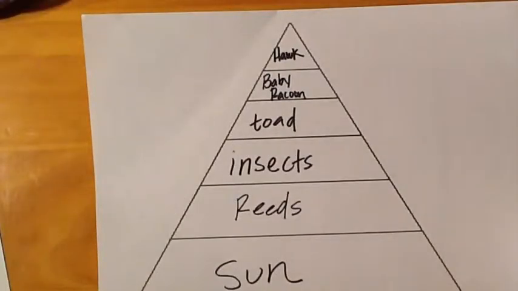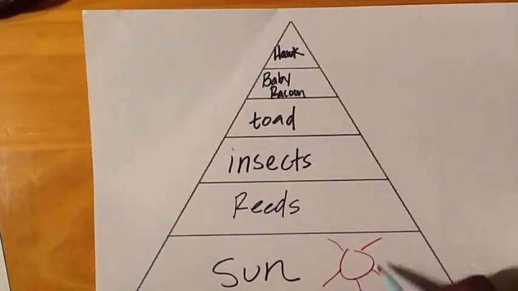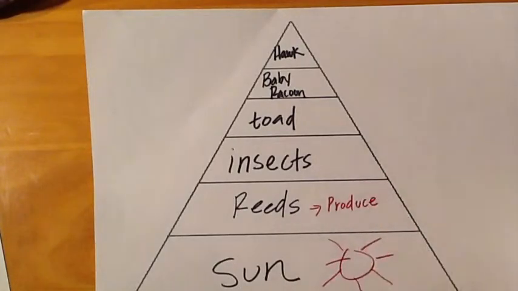I'm sure you guys are wondering, what does this even matter? I understand who eats who. Well, with energy levels and energy transfer, it's all about how much energy is getting transferred from whom to whom. Now we know that our sun makes energy. So I'm going to put a big sun here. But our reeds are the first people to use it. We call those our producers because they produce their own food.